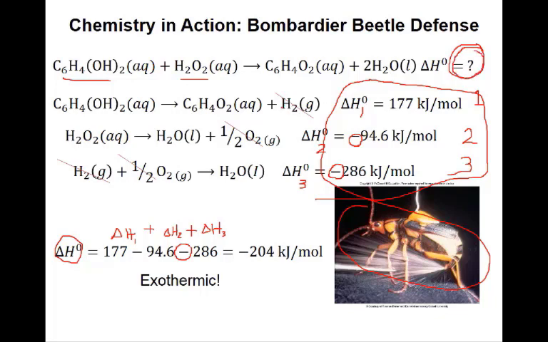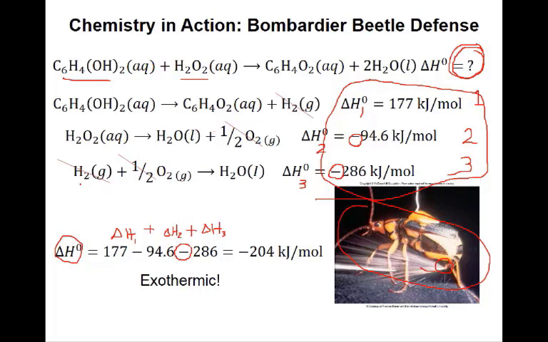So this bombardier beetle has hydroquinone and hydrogen peroxide in its tail here, and this is the gland where it produces it. When some enemy comes near, it sprays with high pressure and produces very high energy, heat. So these 3 reactions take place.